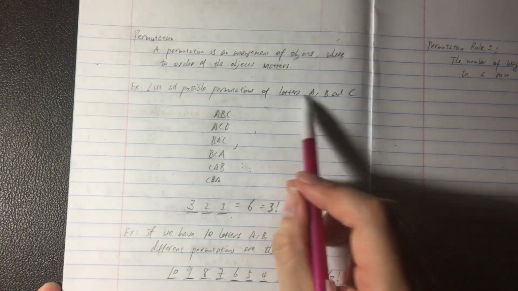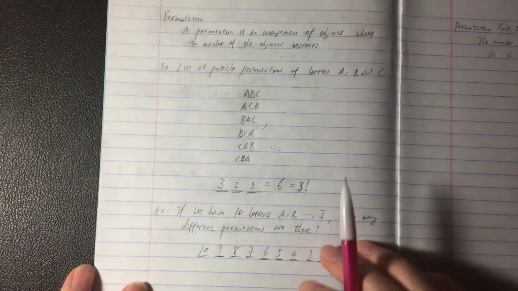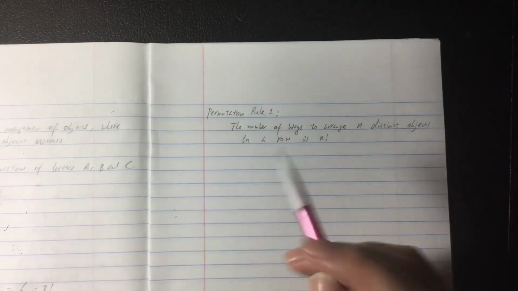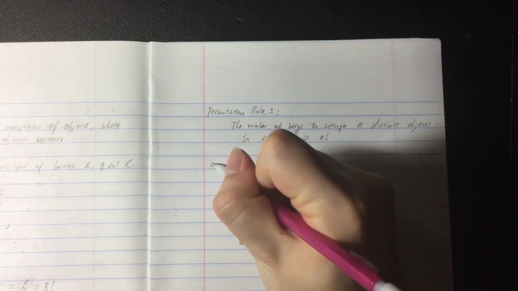For example, in the first example here, the number of ways to arrange 3 letters is 3 factorial. The number of ways to arrange 10 letters is 10 factorial. So in general, the number of ways to arrange n objects is n factorial. Next, let's look at an example.